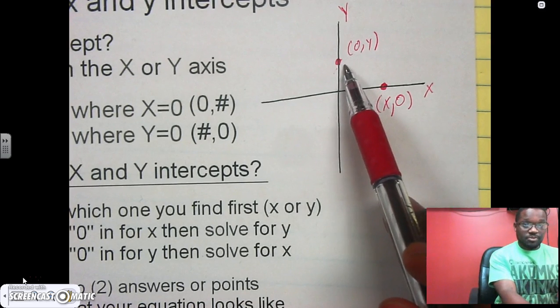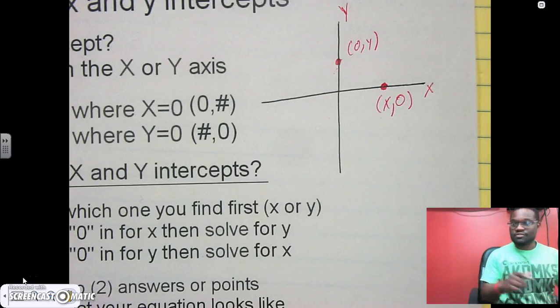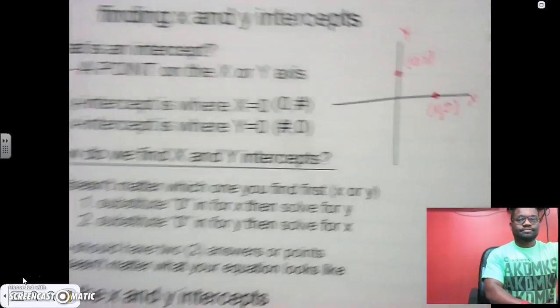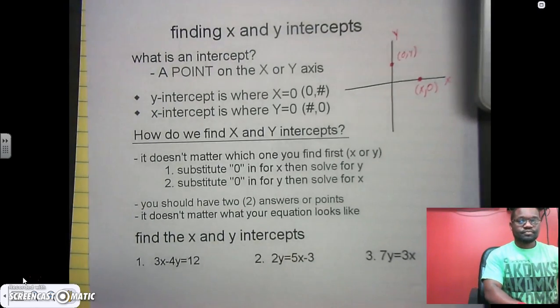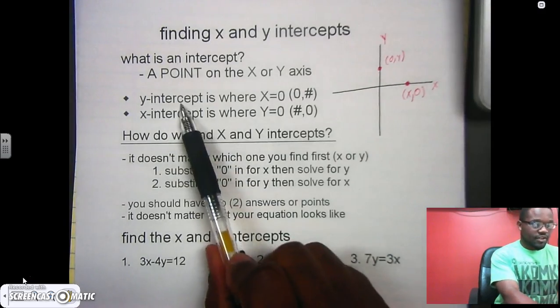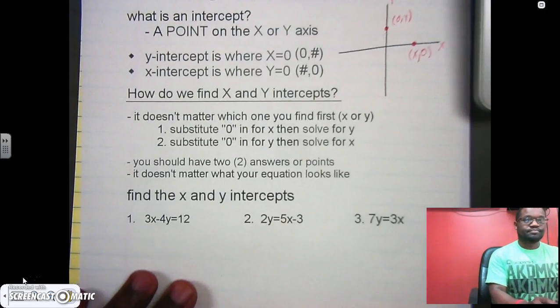That's b in slope-intercept form. However, today we're going to focus on simply trying to find those two. Notice that they're points. Keep that in mind. Now this is good to know, and that's just what I just got through saying. Now, how do we actually find them?